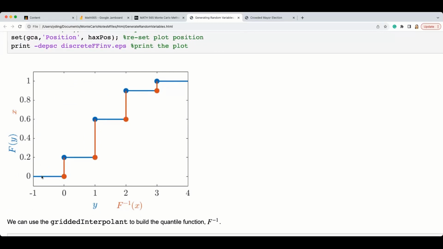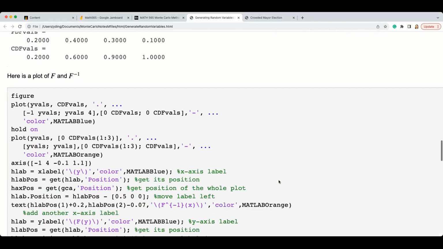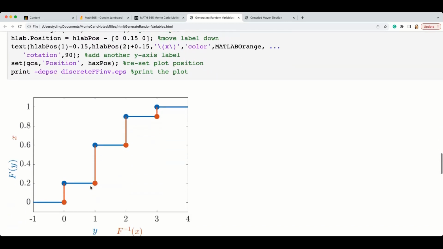When it's less than 0, we know it's always 0. When it's equal to 0, it will have a jump, right? So it goes to 0.2. So it's a step function. And then when it reaches 1, it will go to 0.6 because 1 has the probability 0.4. And then keep going, and then we reach here. So the blue line is the cumulative distribution function F.